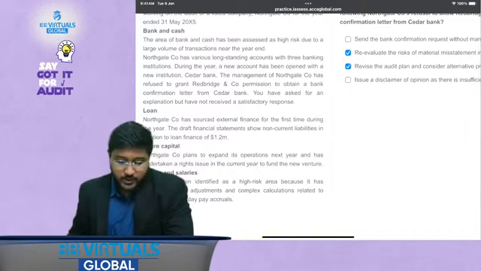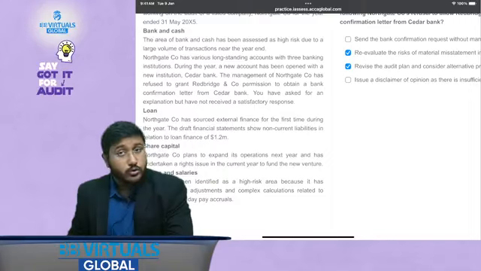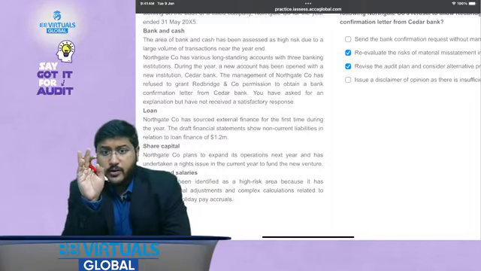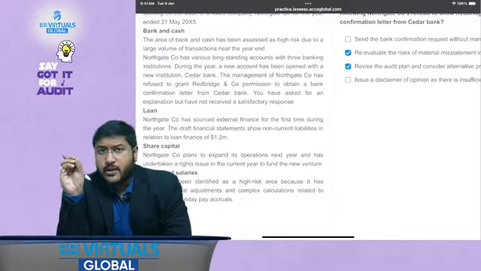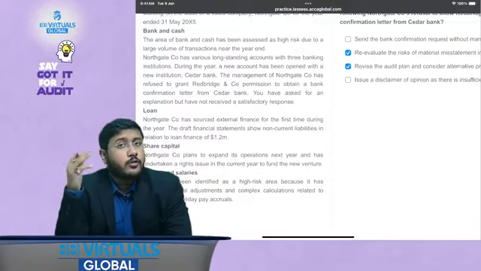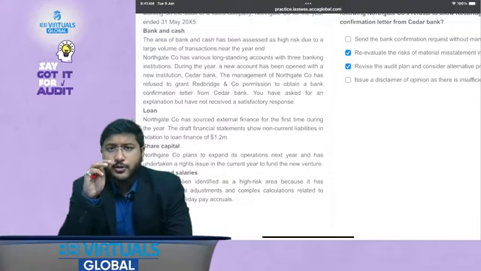The draft financial statement showed non-current liabilities in relation to loan finance of 1.2 million. See my friends, after solving the case studies, what procedure you need to follow? If there were certain questions that you were not able to solve directly, then you should have come back. You should have understood that, okay, this is the point.